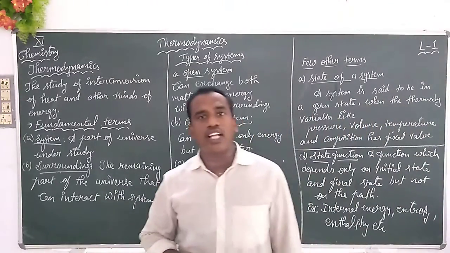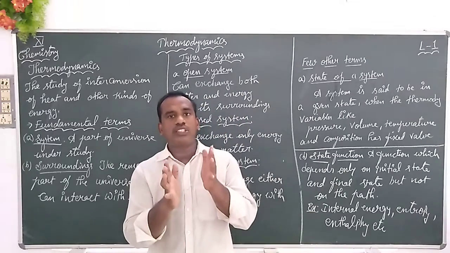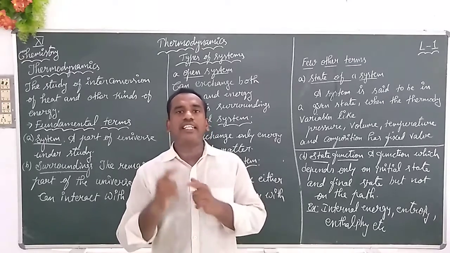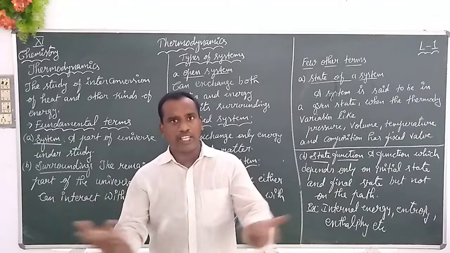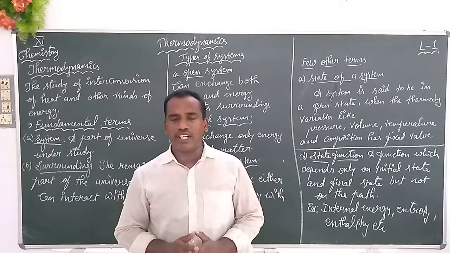What type of systems do we call closed systems? What is a closed system? A closed system can exchange heat but not matter with its surroundings. What are surroundings? The remaining part of the universe that is not under observation is called the surroundings.